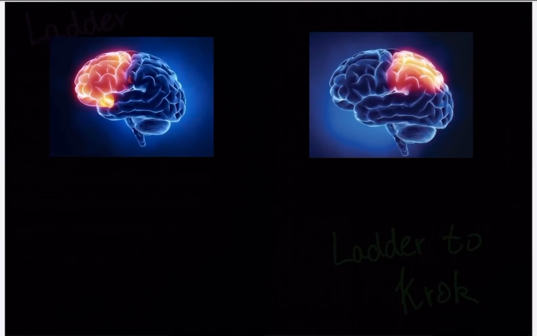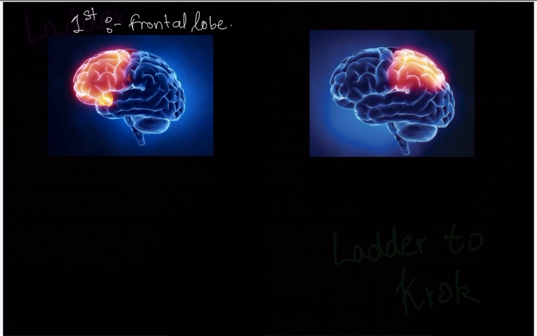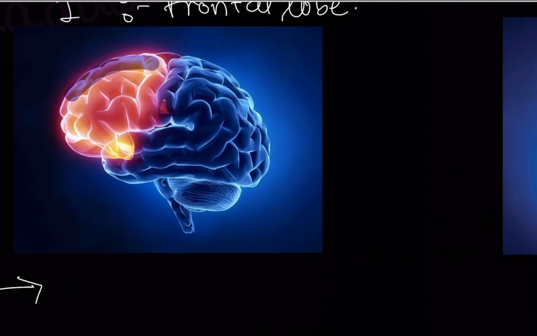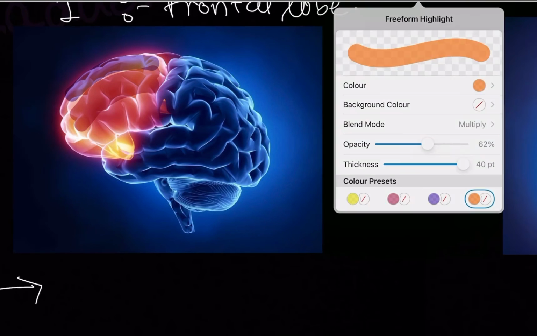Okay, the first lobe which we'll be studying here, that is your frontal lobe, also known as precentral gyrus. Okay, so this frontal lobe, it is having 3 parts. If you could see this upper part, then it is having some middle part, then downwards.